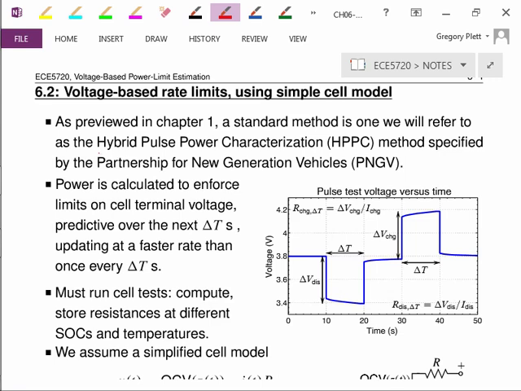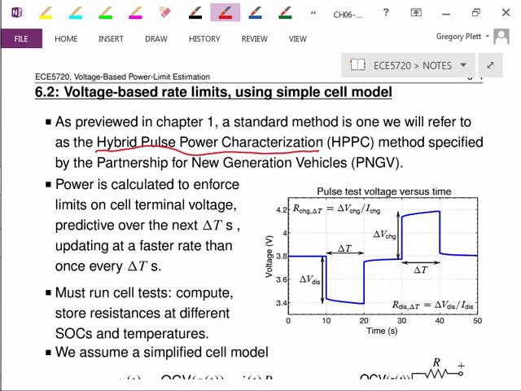The method is referred to as the hybrid pulse power characterization test, or the HPPC method. And this was specified by the Partnership for New Generation Vehicles, PNGV, which I believe eventually became FreedomCAR and so forth. So this was a consortium of government entities and the three major automakers in the US that put together some standards for how to compute different things, and this is one of them.